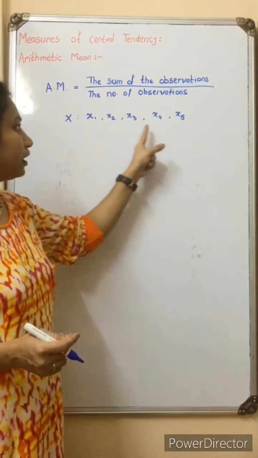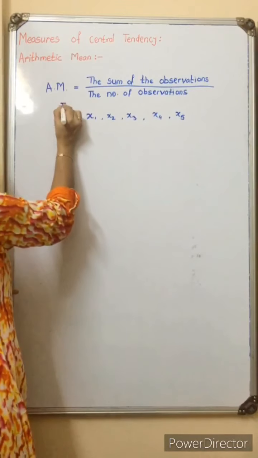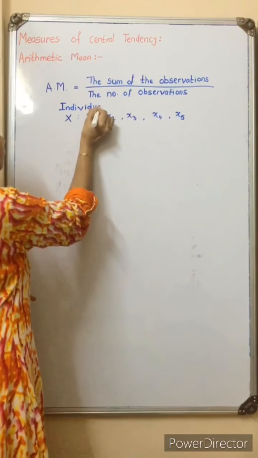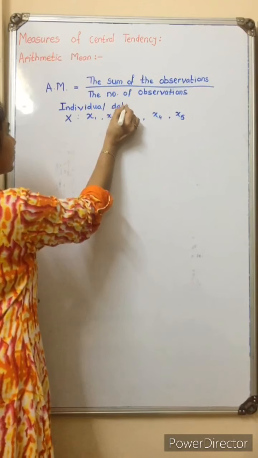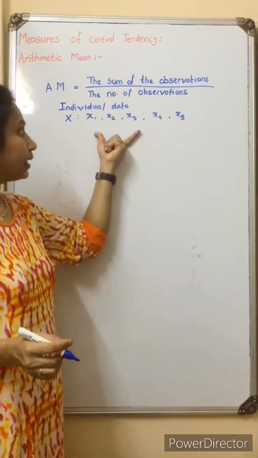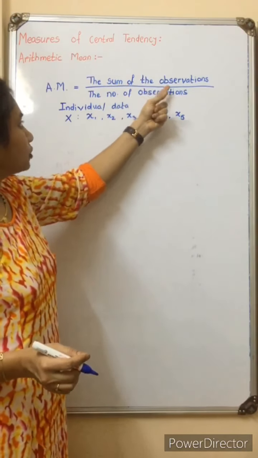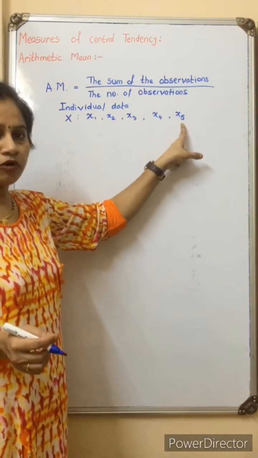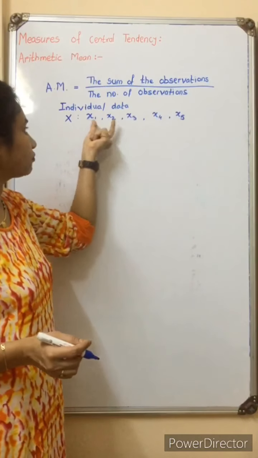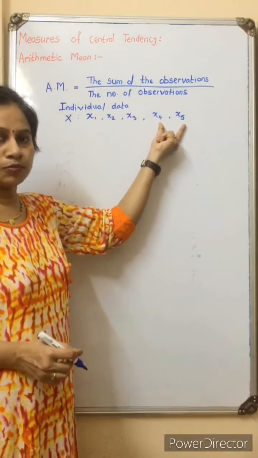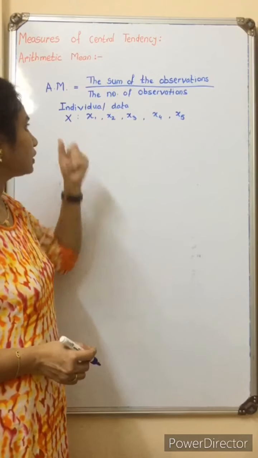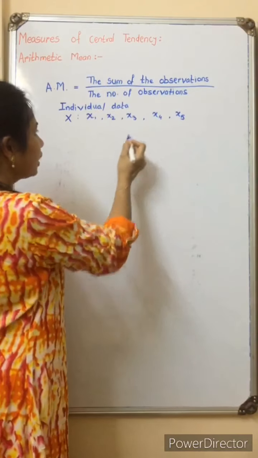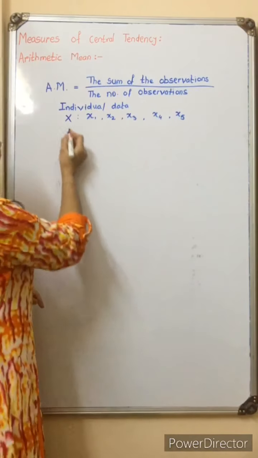This type of data, when given to us, is called individual data, or we say ungrouped data. Correct? So what is the sum of the observations? When we add these values, that is the sum of the observations. In short, x1, x2, x3, x4, x5 are the observations, and the number of observations is 5.